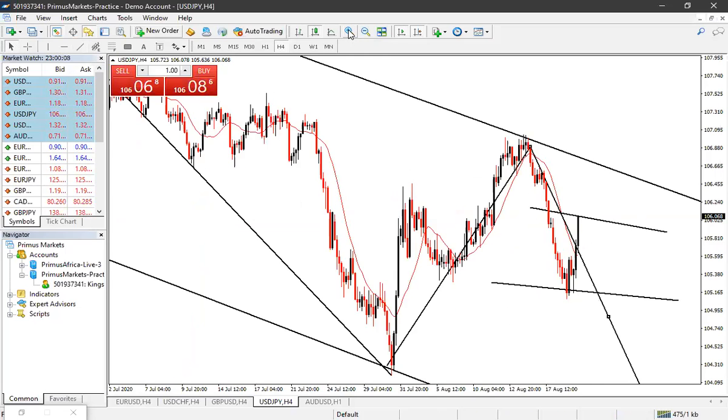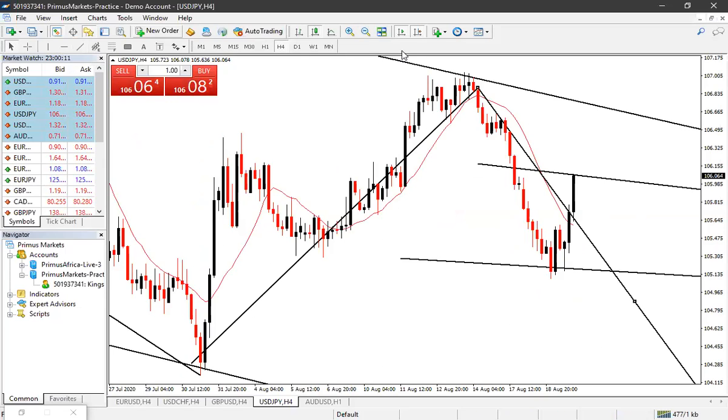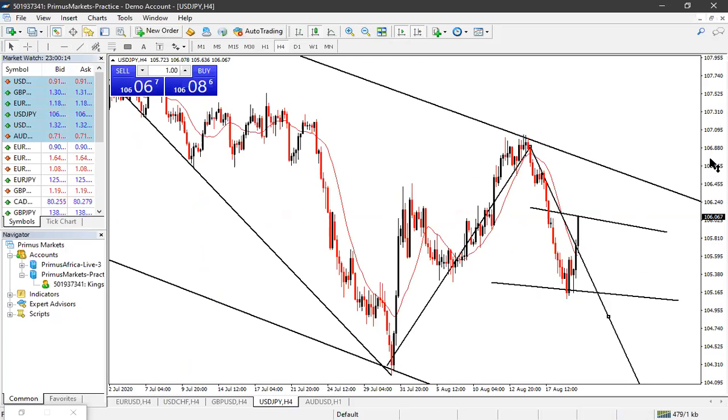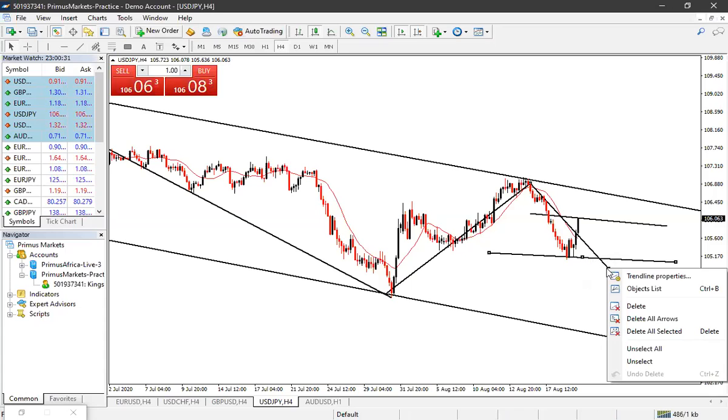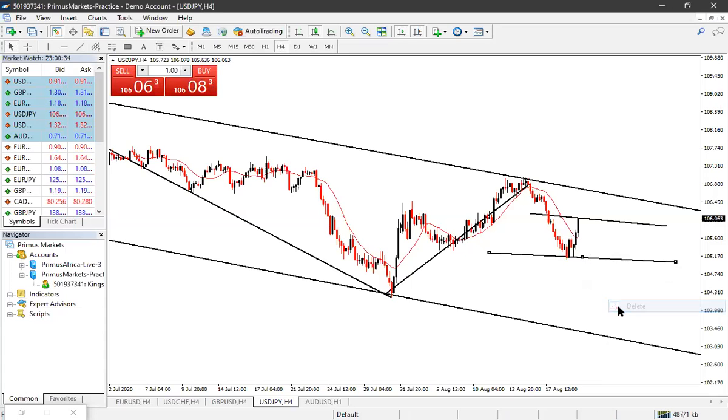So once I zoom in, I've done a simple analysis now. I'm waiting for this market to break this point for me to sell. My focus is that once this market breaks this point, it's going to go lower. So I'm focusing that this market will break this point and move lower to this point to create a lower low.